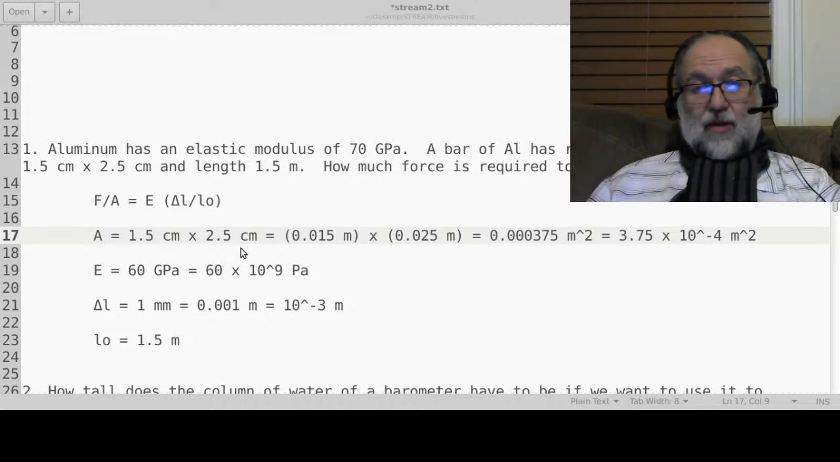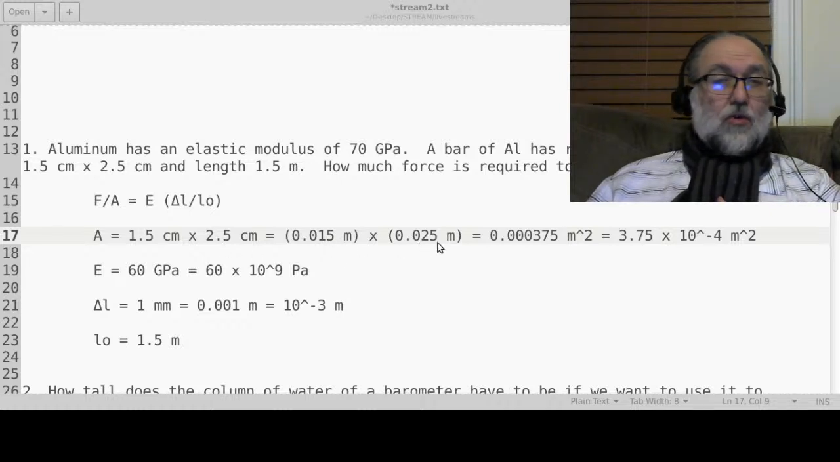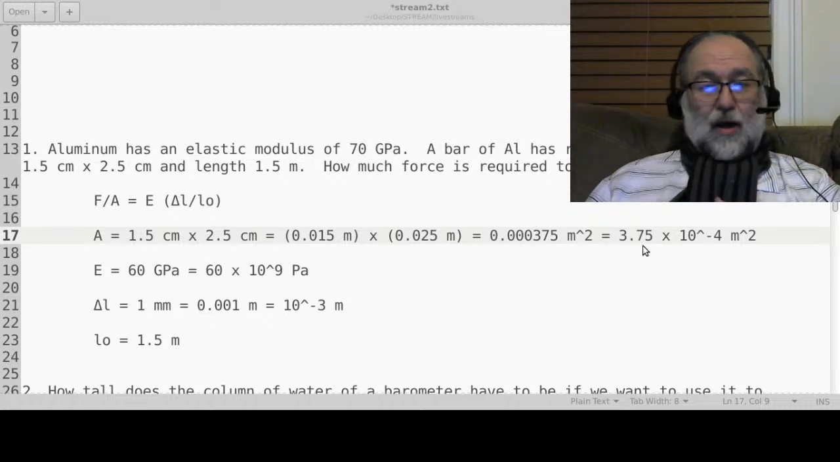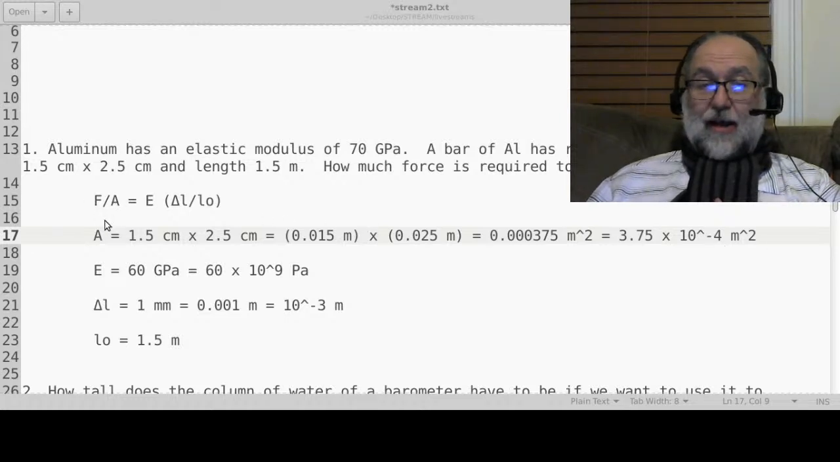1.5 centimeters times 2.5 centimeters. It's probably easiest to convert that to meters first. So 1.5 centimeters is 0.015 meters, and 2.5 centimeters is 0.025 meters, and multiply that out and you get this number, or if you want it in scientific notation, 3.75 times 10 to the negative 4 meters squared. Okay, great. We've got A. Remember, we're trying to find F.